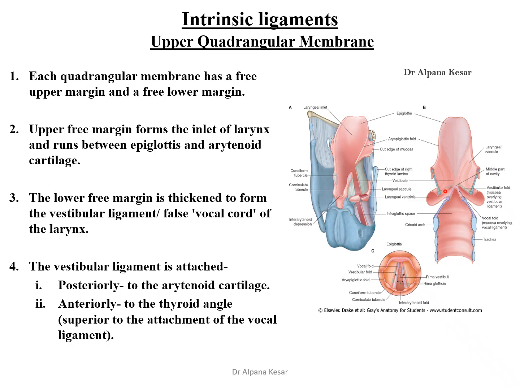The lower free margin is thickened to form the vestibular ligament or the false vocal cords. The vestibular ligament is attached posteriorly to the arytenoid cartilage, and anteriorly it is attached to the posterior side of the angle of the thyroid cartilage, superior to the attachment of vocal ligaments.